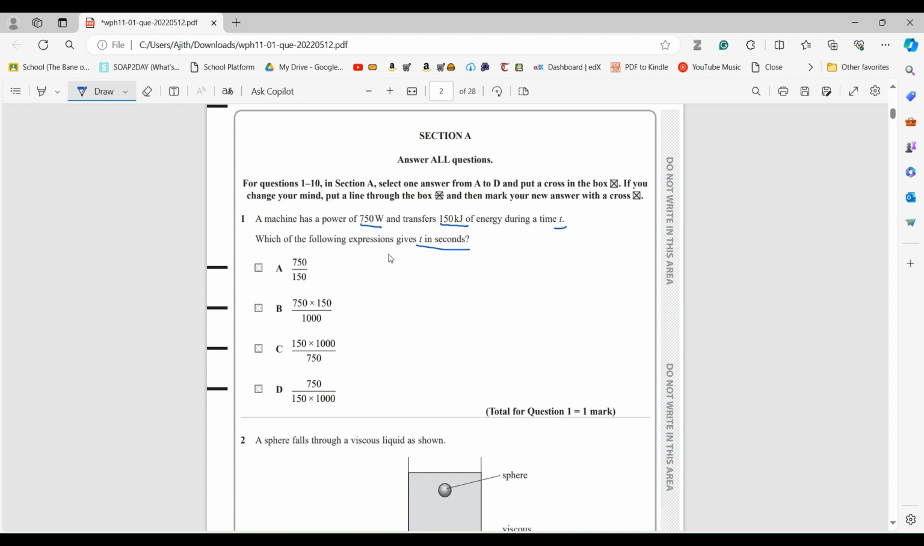So, first let's write the formula for power. Power is energy over time. So 750 watts is energy, 150 kilojoules. Let's convert kilojoules to joules because joules is the SI unit of energy, divided by time. Now rearranging the equation to make t the subject. So t is 150 multiplied by 1000 divided by 750, which gives us the answer C.